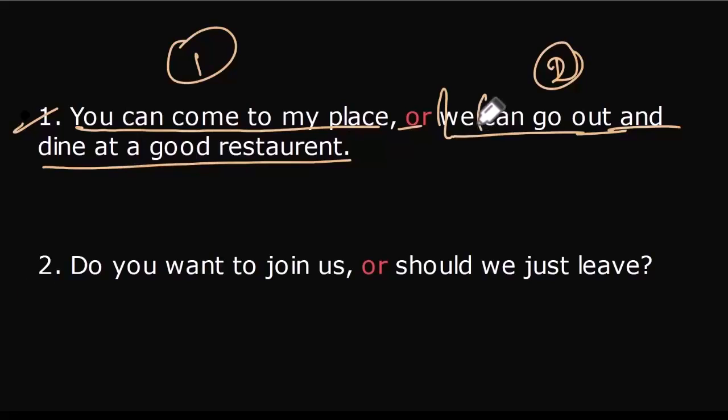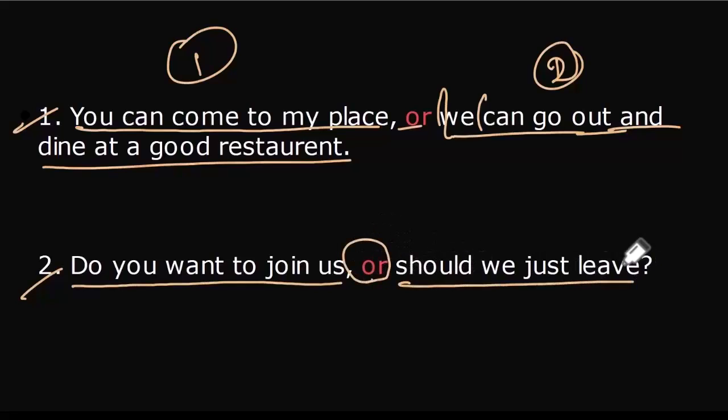Okay. Second example: do you want to join us or should we just leave? What should we do? There are two options that we're giving you. Do you want to join us? That's question number one. Do you want to do this or should we just leave? What should we do? Right? That's how we form a compound sentence using the coordinating conjunction or.